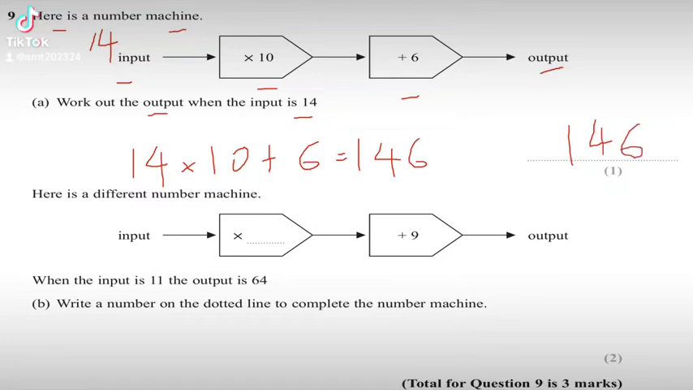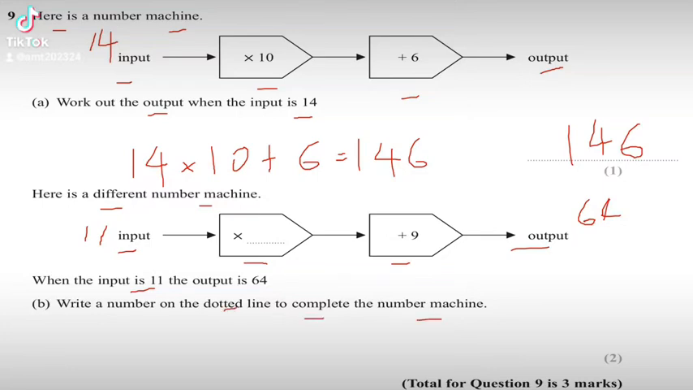Okay, next part. Here is a different number machine. We've got an input, we times by a blank number, plus 9, and we get an output. We are told when the input is 11, the output is 64. Okay, write a number on the dotted line to complete the number machine above.